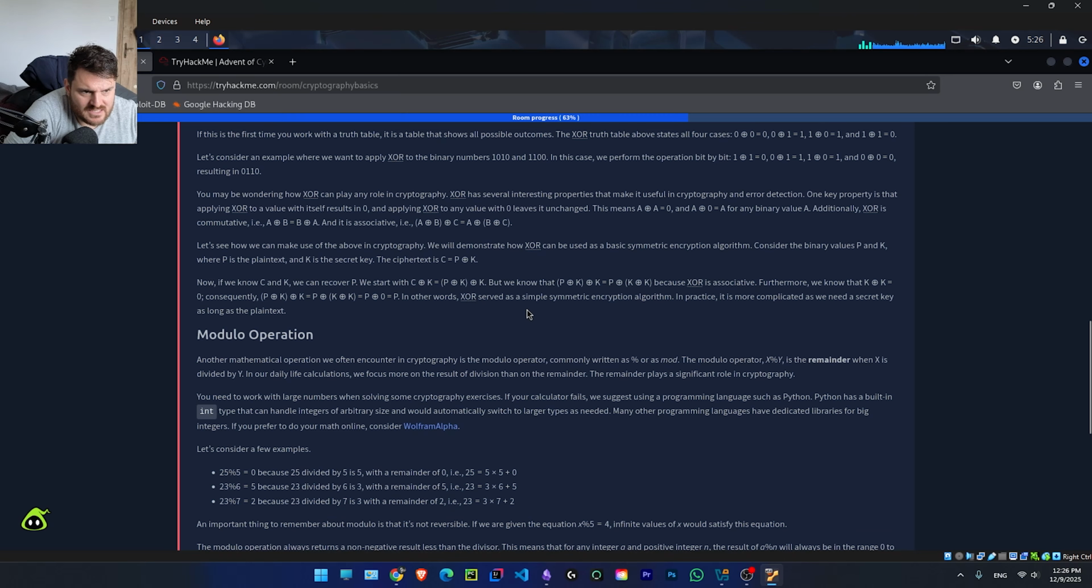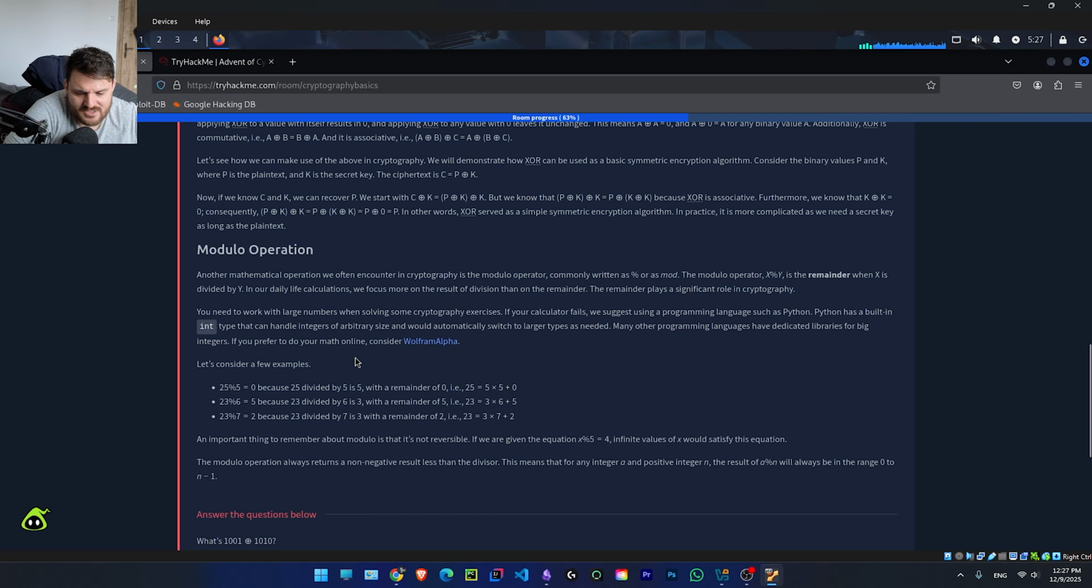We know that (P XOR K) XOR K equals P XOR (K XOR K) because XOR is associative. Furthermore, we know that K XOR K equals 0. Consequently, P XOR K XOR K equals P XOR 0 equals P. In other words, XOR serves as a simple symmetric encryption algorithm. In practice, it is more complicated as we need a secret key as long as the plaintext.